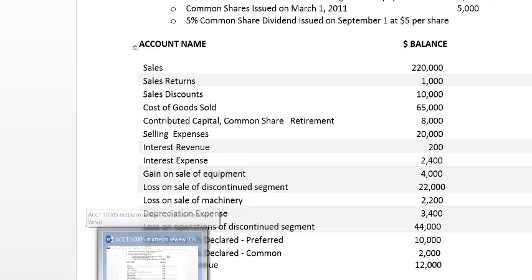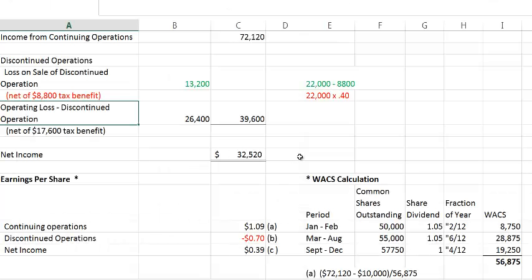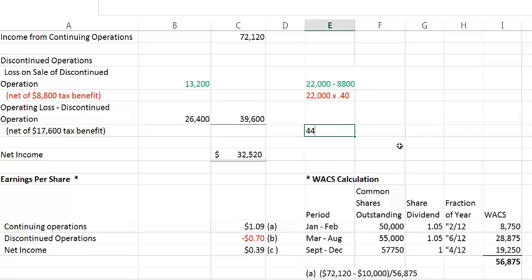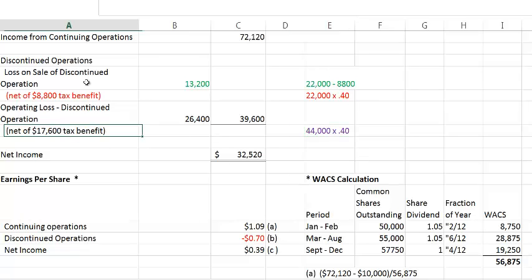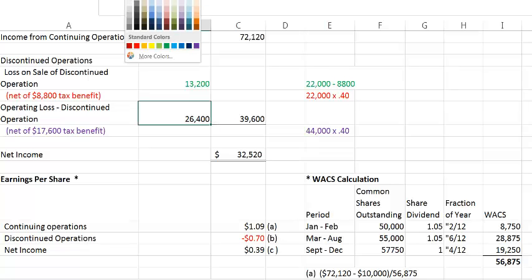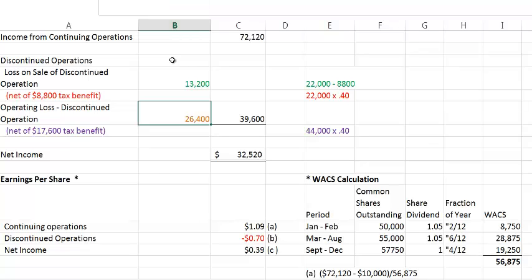Now I'm going to say that on that $44,000 loss, I saved tax of 40%. So this guy here, we'll pick purple this time. That's going to give me my tax benefit of $17,600. Don't forget it's a benefit because I have a loss. So in this case, how am I going to get this $26,400? Well, let's just highlight that guy in, maybe I'll take orange.